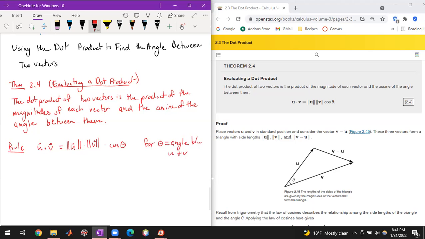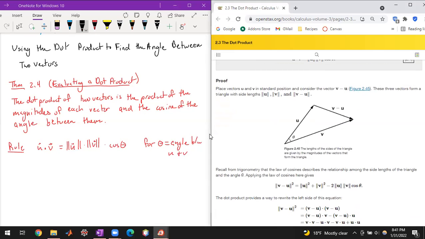All right, so how do we know this is true? Who came up with this rule? What makes it possible? So here's our proof. For this, we're going to use our vectors u and v in standard position, and we're going to consider the vector that takes one terminal point to the other terminal point, which is our vector v minus u.